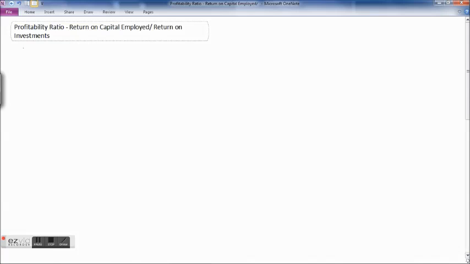Therefore profitability ratios can be classified into three types. One is profitability ratio required for the analysis from the owner's point of view. Next is profitability ratios based on assets or investments, and third one is profitability ratio based on sales of the firm. So this ratio, return on capital employed or return on investments, is the profitability ratio based on assets or investments.